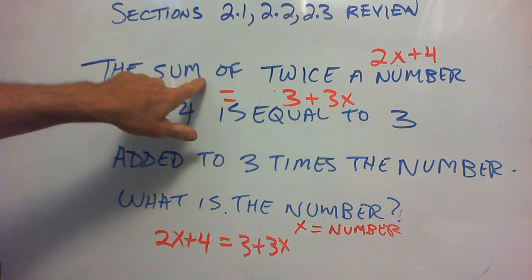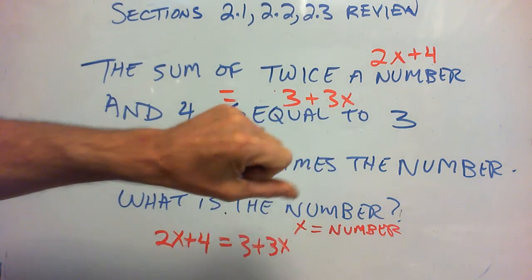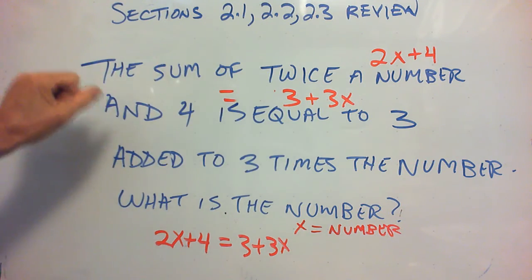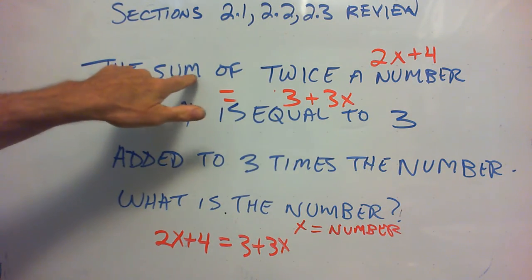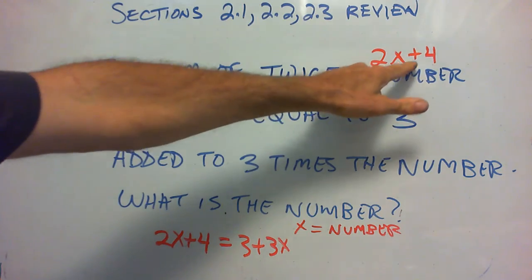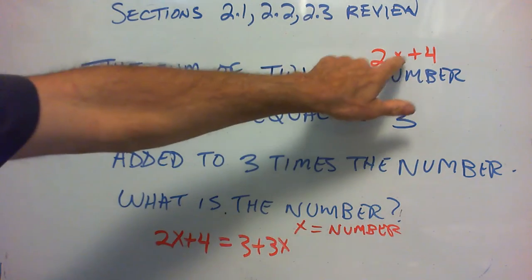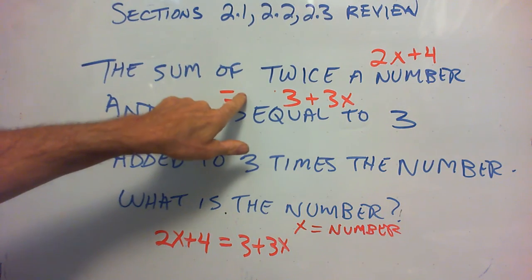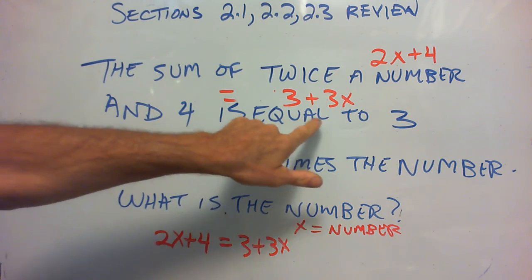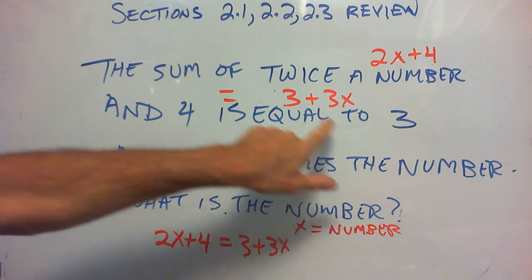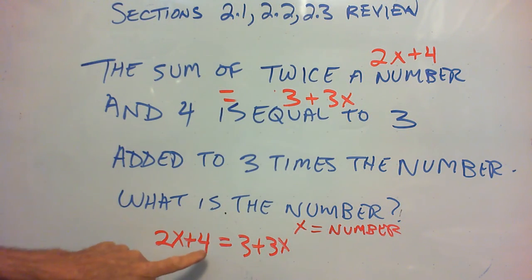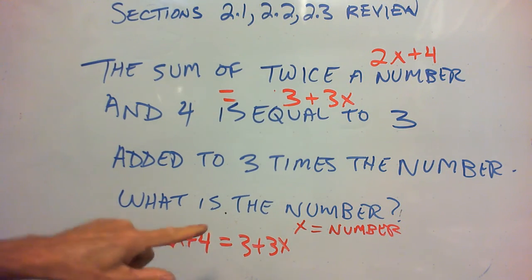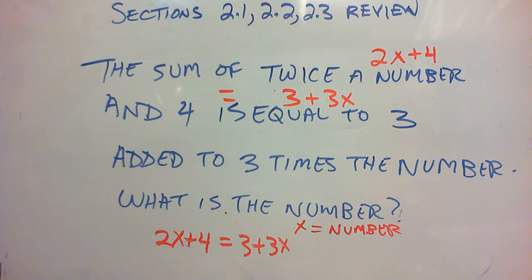So here we have the sum of twice the number and 4. It's not twice the sum of the number, which would have parentheses. It's the sum of twice the number. So no parentheses here. 2x plus 4 means equals, in this case, 3 added to 3 times the number, which would be 3 plus 3x. So our equation here is 2x plus 4 equals 3 plus 3x. So now try to solve this equation. Get all the x's on one side, the numbers on the other.